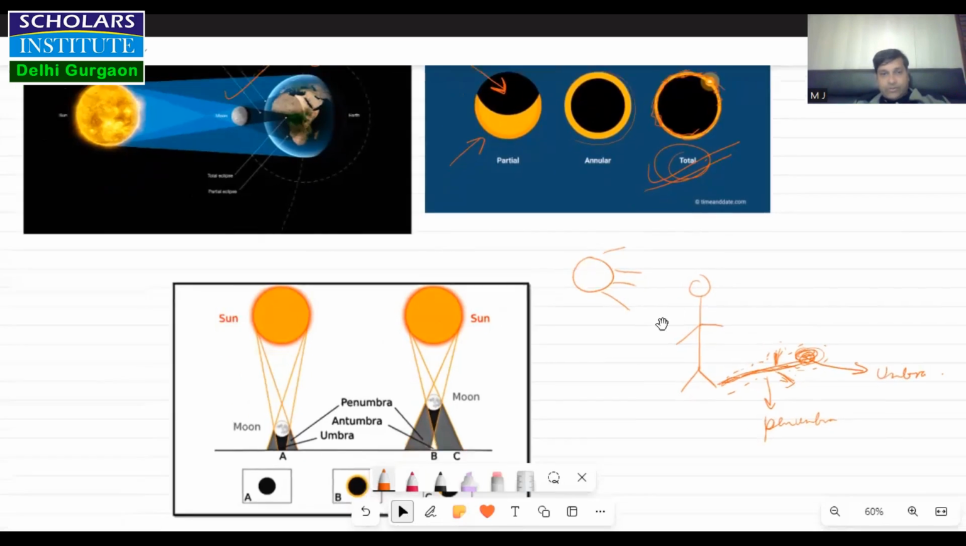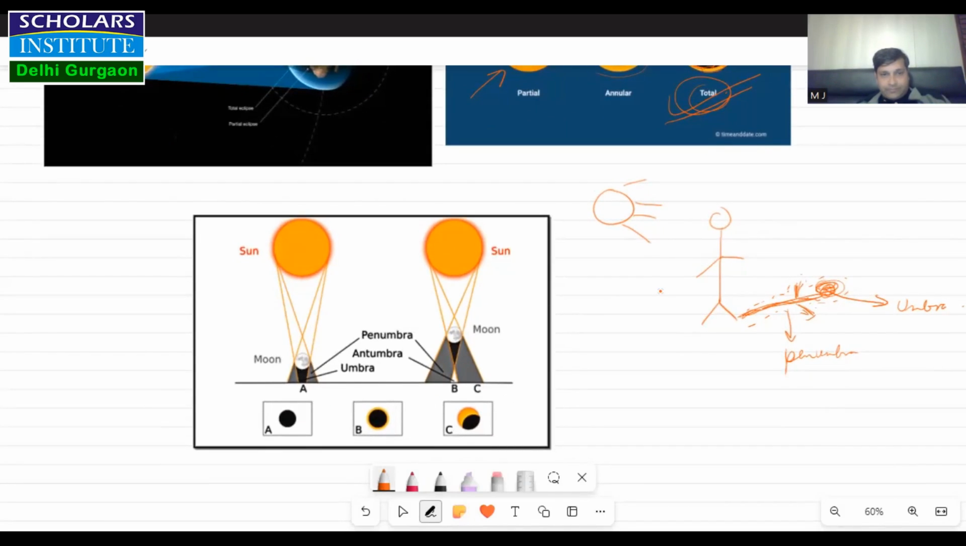So when the moon comes between the earth and the sun, a dark portion of the shadow is formed, which is called umbra. Along with it, a lighter portion of the shadow is also formed, which is called penumbra. When the moon is closer to the earth, we have a total solar eclipse. Condition A. This is a total solar eclipse.